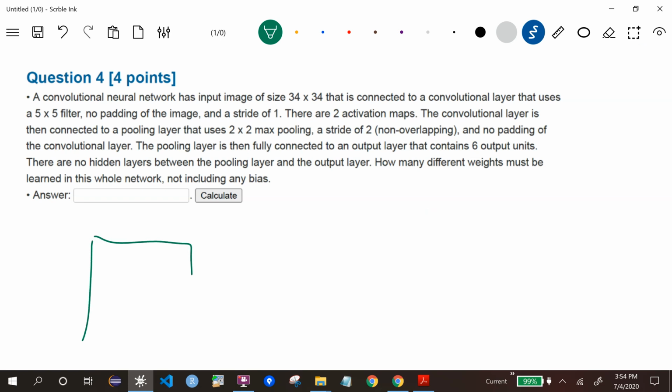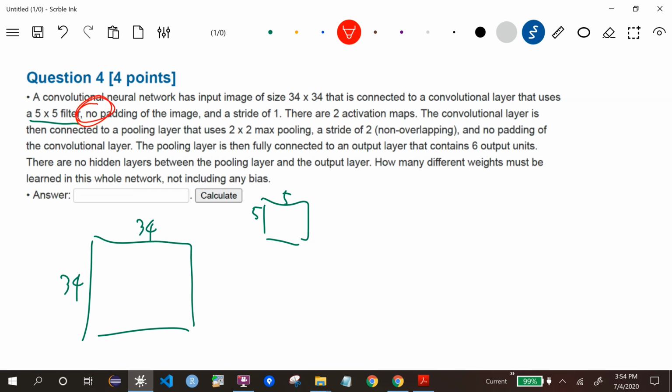So we have a convolutional neural network starting with a 34 by 34 image. And then we have this convolutional layer with 5 by 5 filters. The important thing that you need to look at is there's no padding here. No padding means we are not going to add zeros surrounding the image. We are going to just say this one is the first activation and then move it to the right by 1 unit because it has a stride of 1. And then that's the second activation and so on.